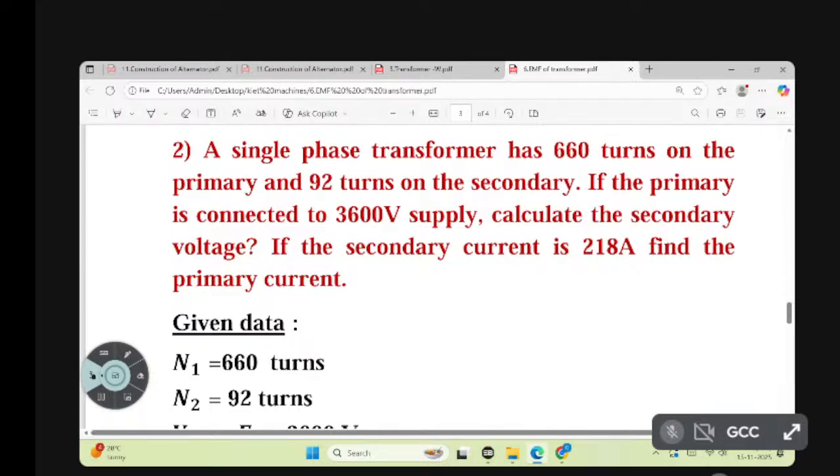What is the other name of induction motor? Rotating transformer. Not single phase, the other name of induction motor is rotating transformer. Okay, now write down this question and solve this and you will get the answer.